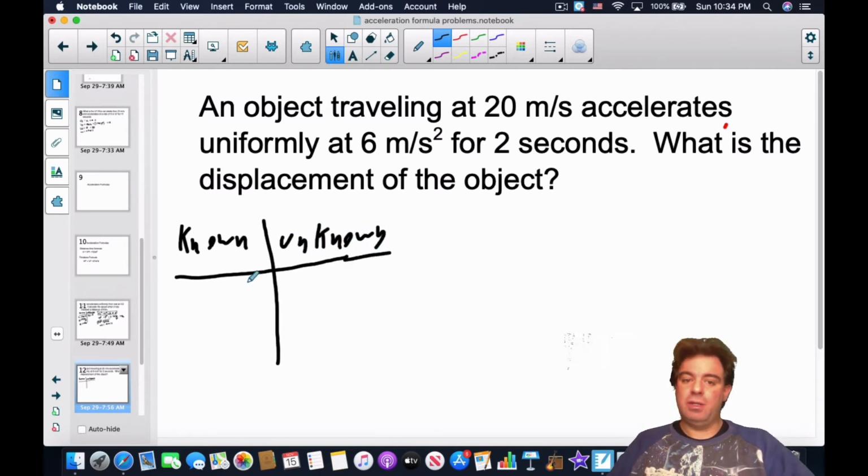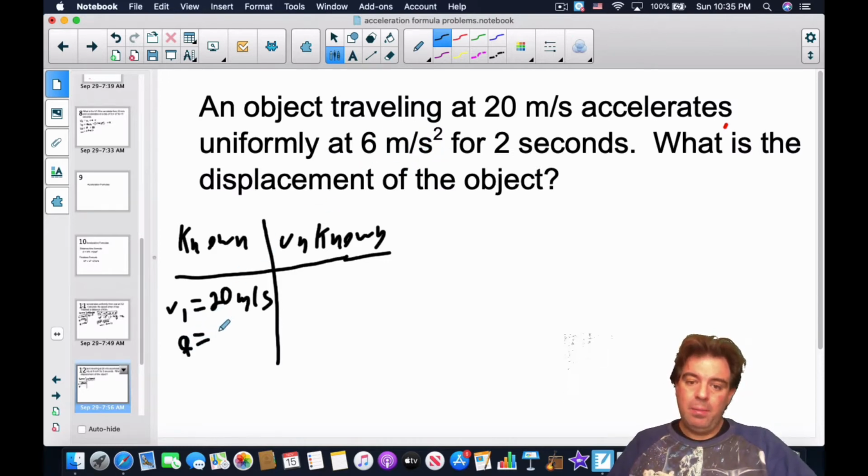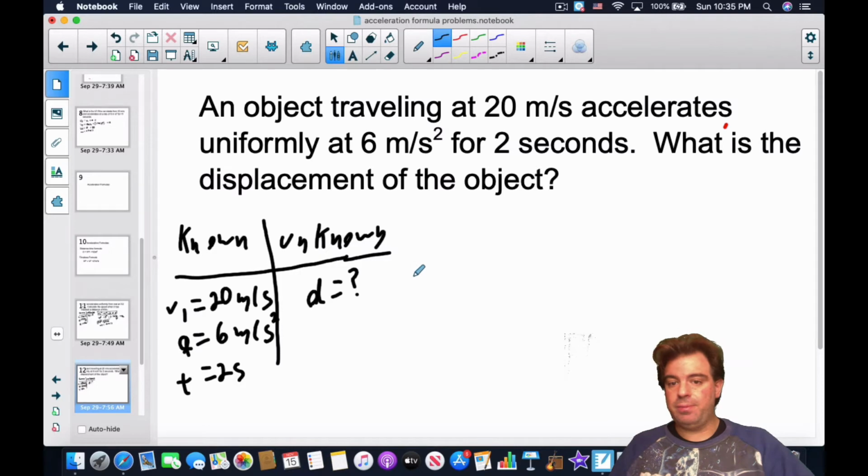So, as you can see over here, an object traveling at 20 meters per second, that's of course our velocity initial. It accelerates uniformly at 6 meters per second squared. Notice the units for acceleration, of course, are going to be meters per second squared. So 6 meters per second squared. And notice the difference. This is simply meters per second. This is meters per second squared. And the time now is 2 seconds. And you're being asked for the displacement or the distance traveled by the object.